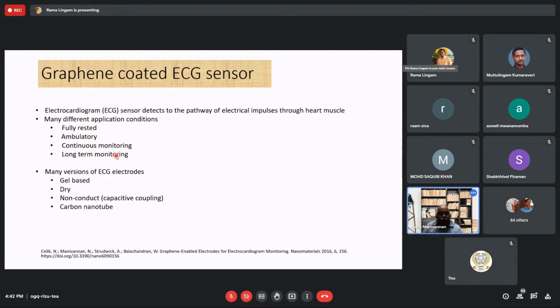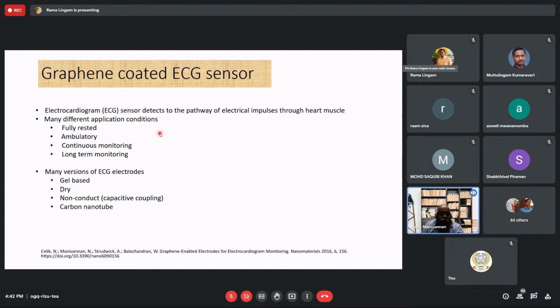So next one, please. Right. One of the research works we had at Brunel University with my PhD student is an electro graphene coated ECG sensor. Graphene is a nanomaterial. We'll talk about that in a minute.